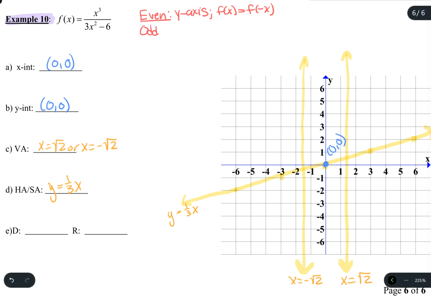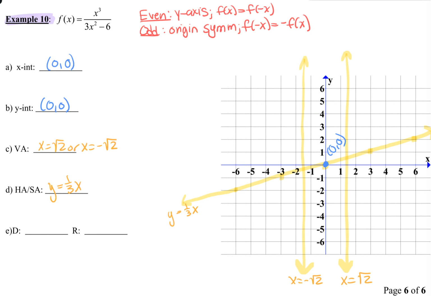If it were odd, then I know that it's going to have origin symmetry, and I would know that f(-x) is going to equal -f(x). And so I plug that in my head, and I can see that f(-x) does equal -f(x). And so I can use this fact of origin symmetry for odd functions to find additional points. As I'm plugging numbers in to find points, I can use the symmetric point over the origin. So let's go ahead and find a value.